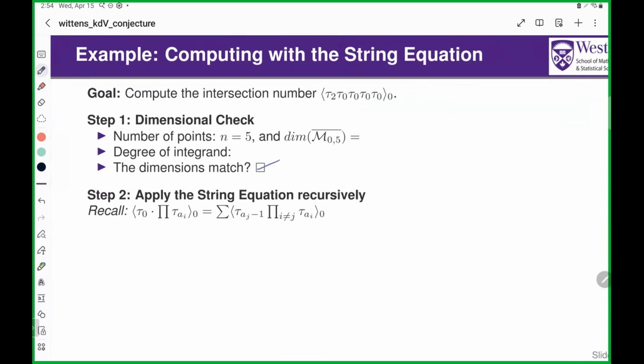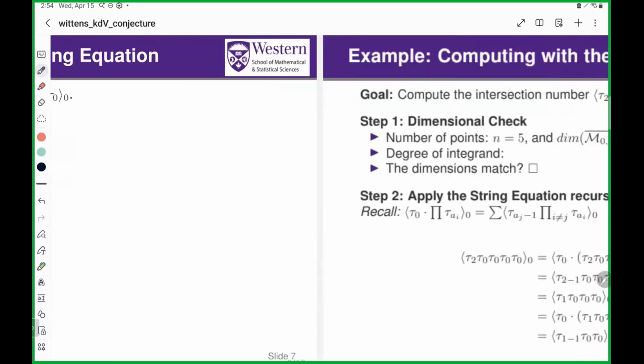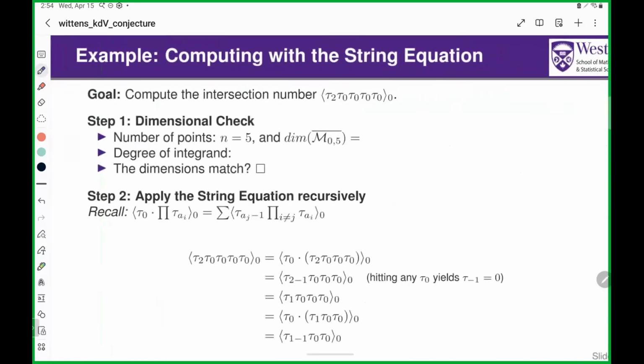And so we're going to apply this string equation recursively. And so we're going to try to isolate a tau 0 and try to clip it off. And so that's what happens here. So you isolate a tau 0 and you clip it off using the string equation. And then the right-hand side of the string equation turns out to be this. So the 2 minus 1 here is the j minus 1.